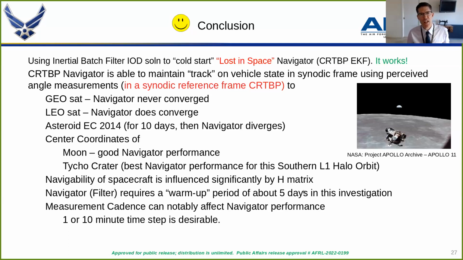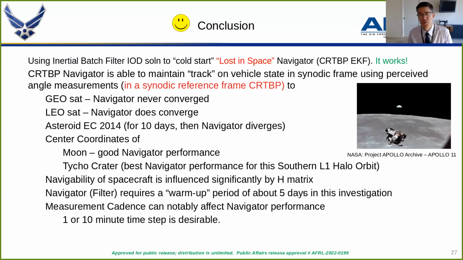We have the GeoSat navigator never converged. It's not good to try the Geo 1. The Leo does converge, but I wouldn't rely on that one. The asteroid works well, but only for a few days. So if you're going to use it, it's got to be right there, and it only lasts for, I'd say, 10 days here, but it's probably only good for 1 or 2 days. So using the moon targets is very good.